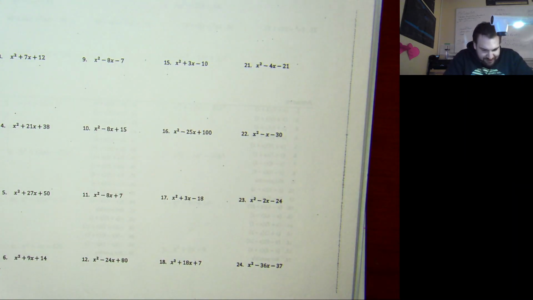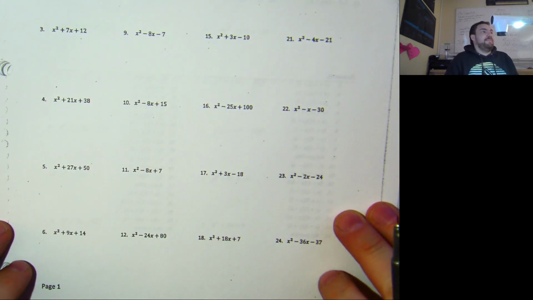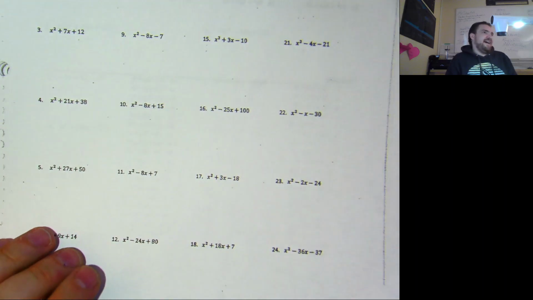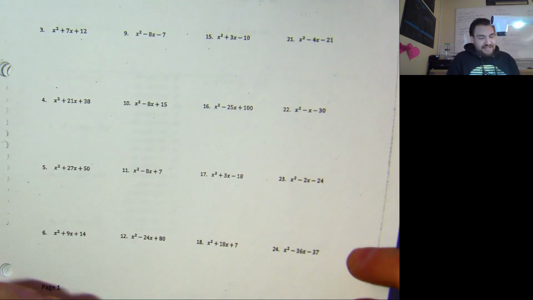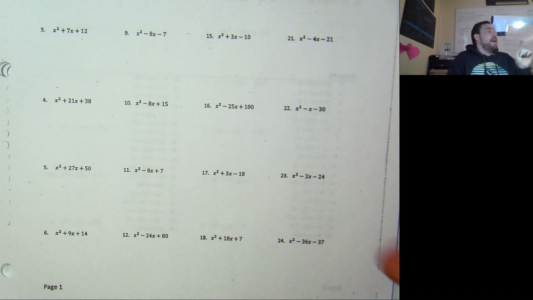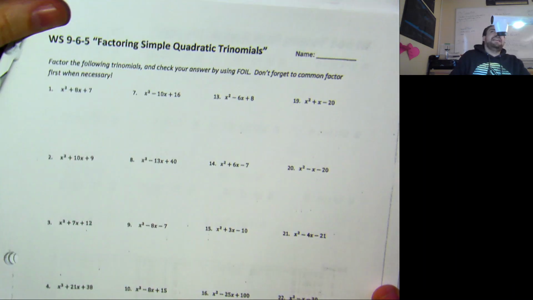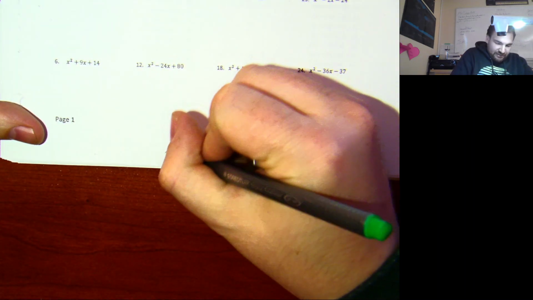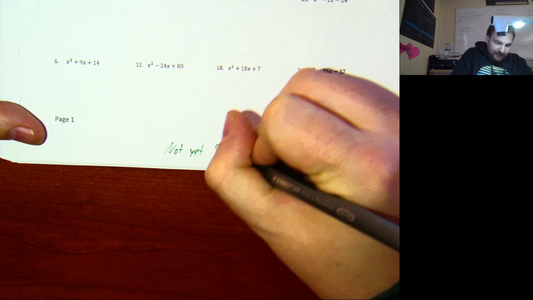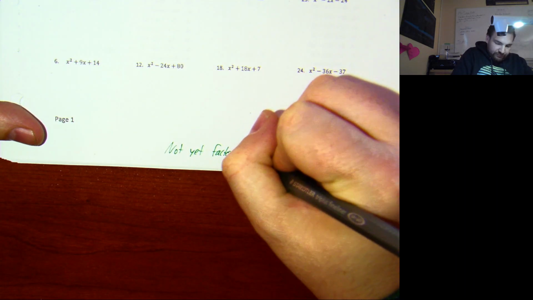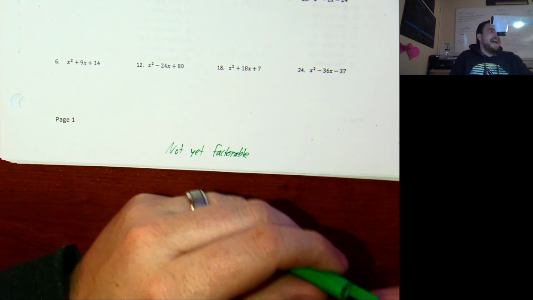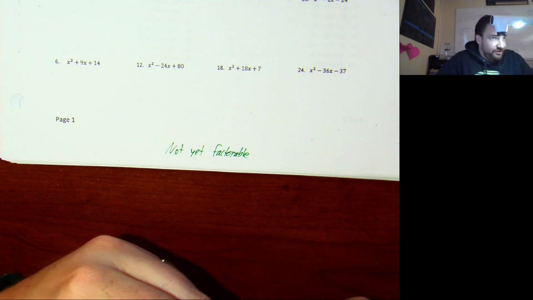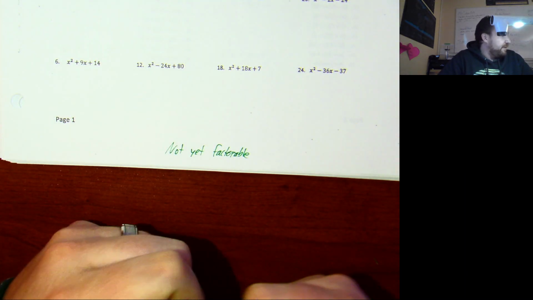I want you to do all of those. Do I want you to do some of these? Yeah, we're going to do some of these. Is it possible that you're going to come up with some that don't factor nicely? Yeah. What I want you to write, if you come up with one that isn't factorable yet, is the words, not yet factorable. Because it's going to become factorable later. I just haven't taught you how to use the tools that are required for making it factorable later.